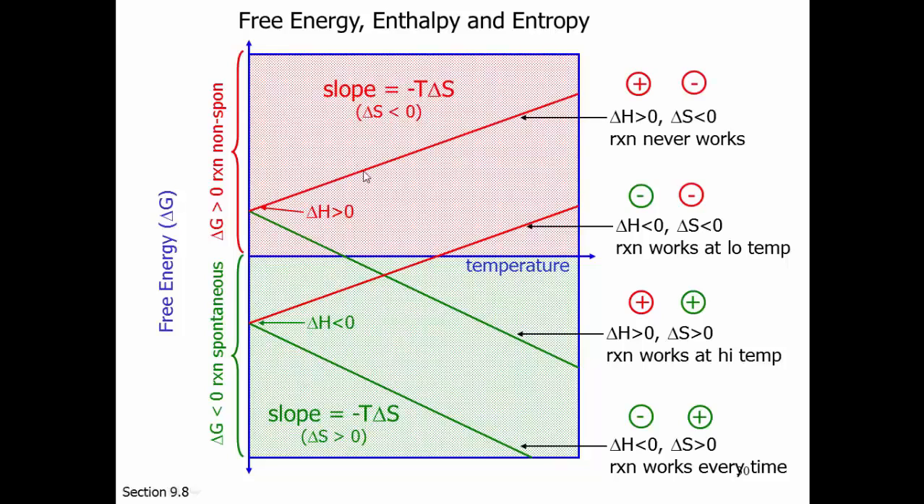And then there's the poor condition that is always in the red zone. Delta H is positive, delta S is negative. No matter how we play with the temperature, we'll always be in the red zone and the reaction will never be spontaneous.